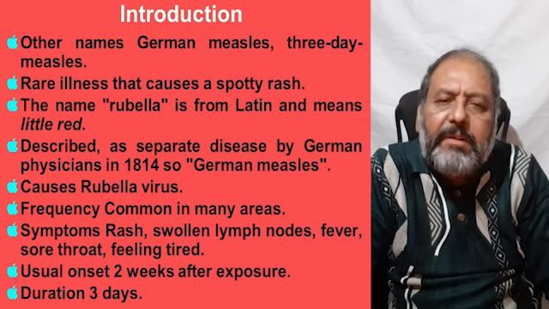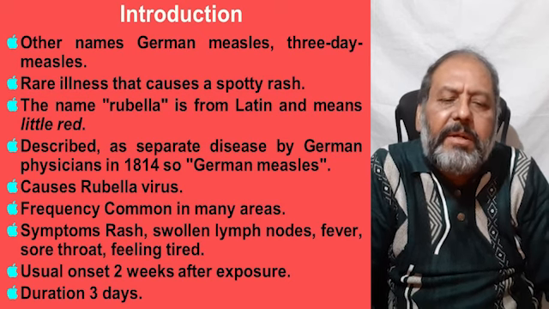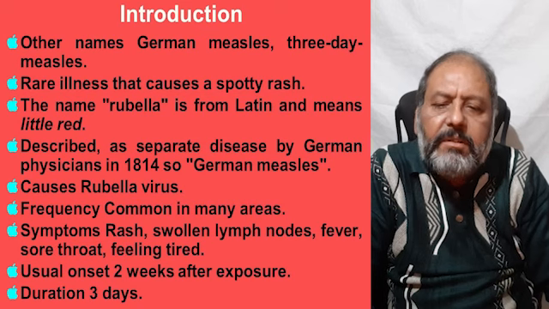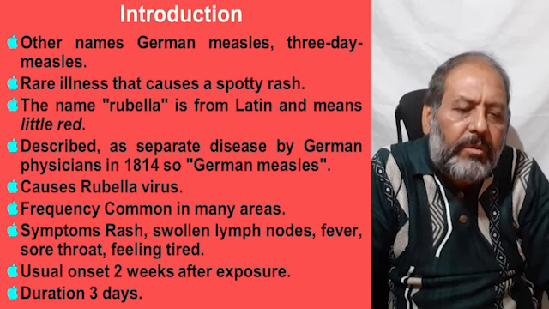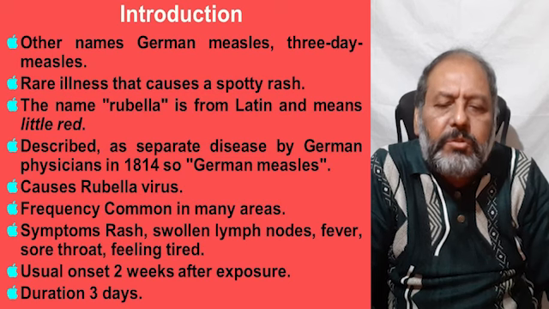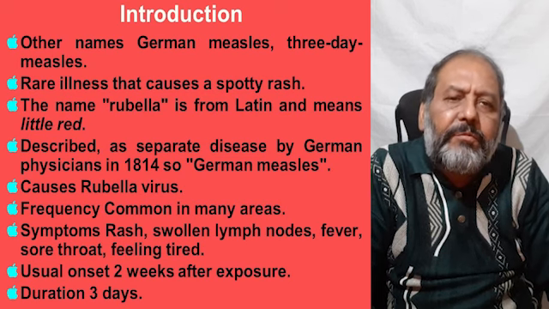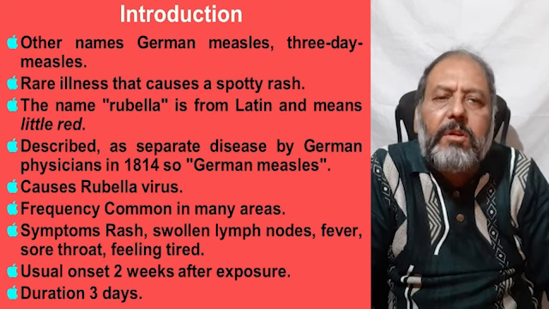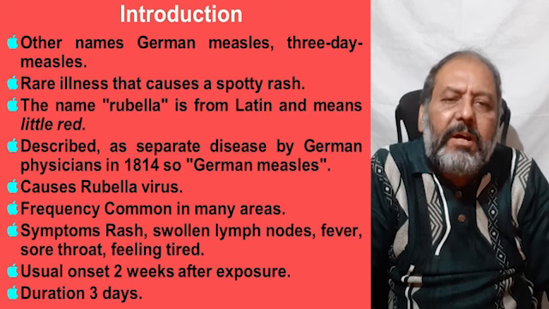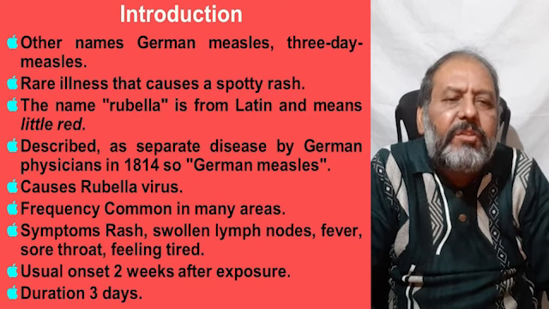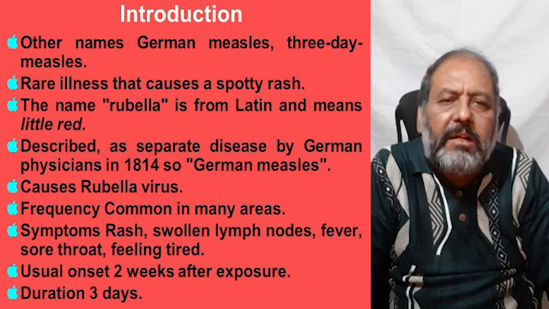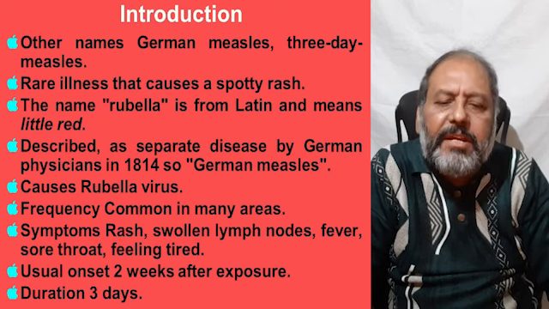The cause is the rubella virus, frequently common in many areas. Symptoms are rash, swollen lymph nodes, fever, sore throat, and the feeling of tiredness. Usual onset is 2 weeks after exposure to the virus, and the duration is 3 days, so that is called sometimes 3-day measles.